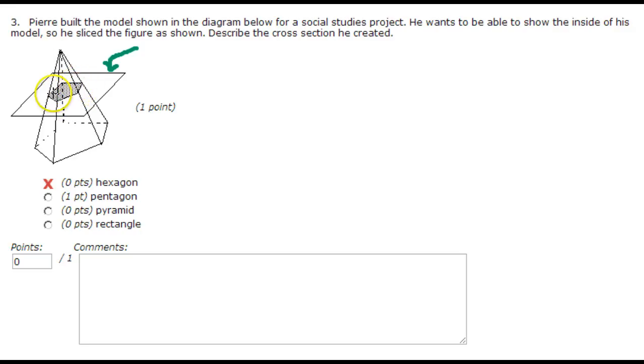So if you look at that figure, you have to look at how many sides does this have, and there's 1, 2, 3, 4, 5, which makes it a pentagon. A 5-sided figure is called a pentagon. If it were a 6-sided figure, then you would call it a hexagon or something else. A pyramid is actually a 3-dimensional figure, and a rectangle would be a 4-sided figure. So I hope that helps with number 3.